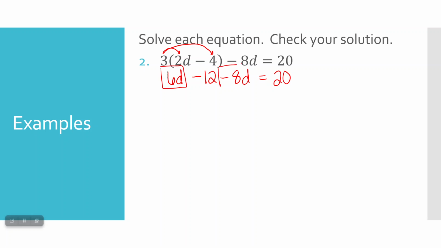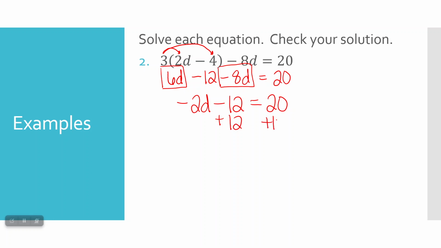Be careful here with your signs. That reads 6d minus 8d. That is a negative 2d. We're going to bring down the minus 12 and set that equal to 20. Now we have a two-step equation.